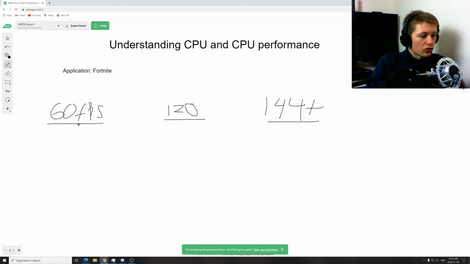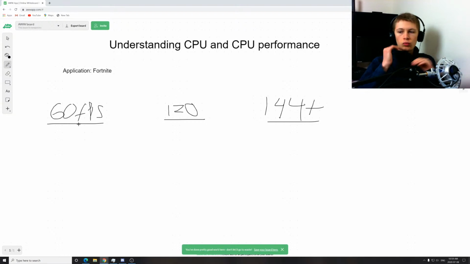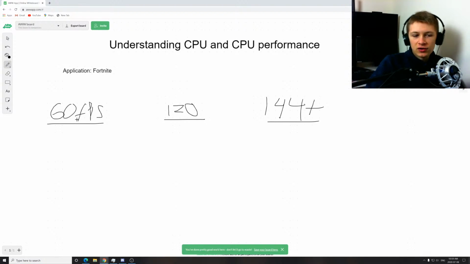So for 60 frames per second, to run a game at 60, I know there is 160 FPS as well. Yeah, the Ryzen 3 is good.